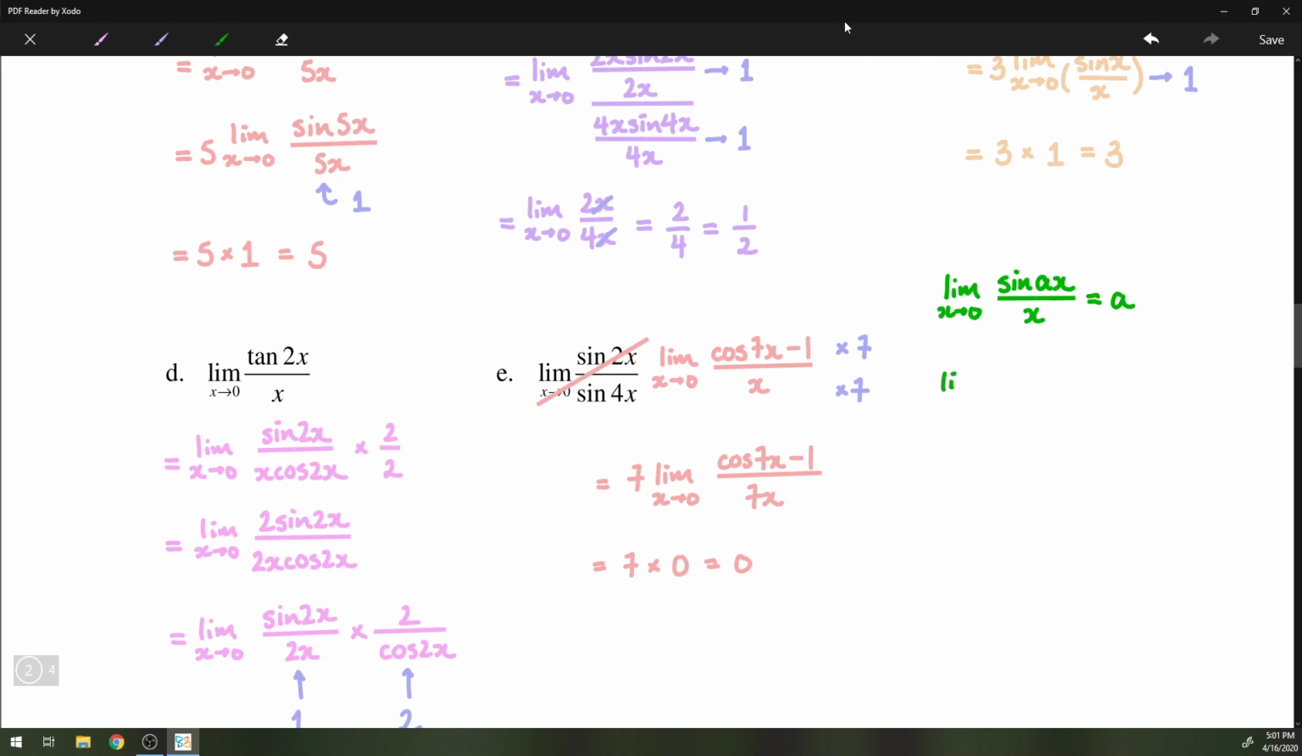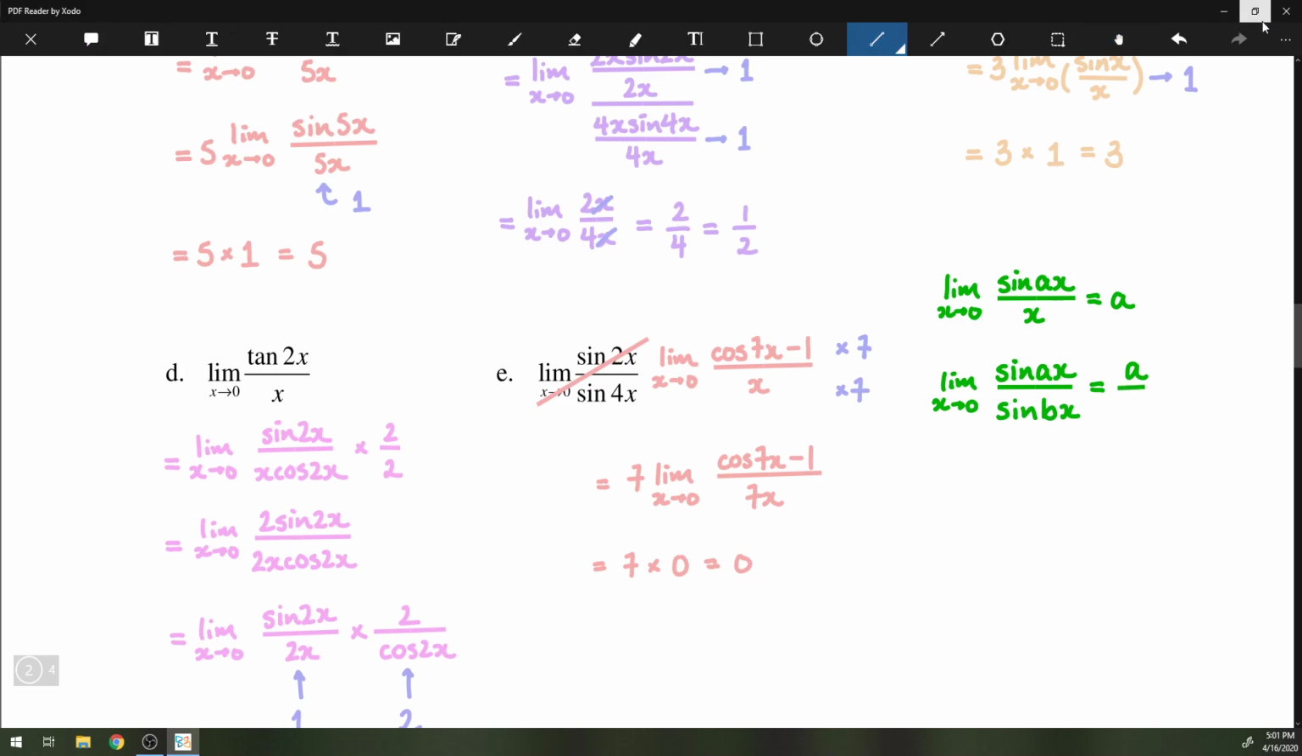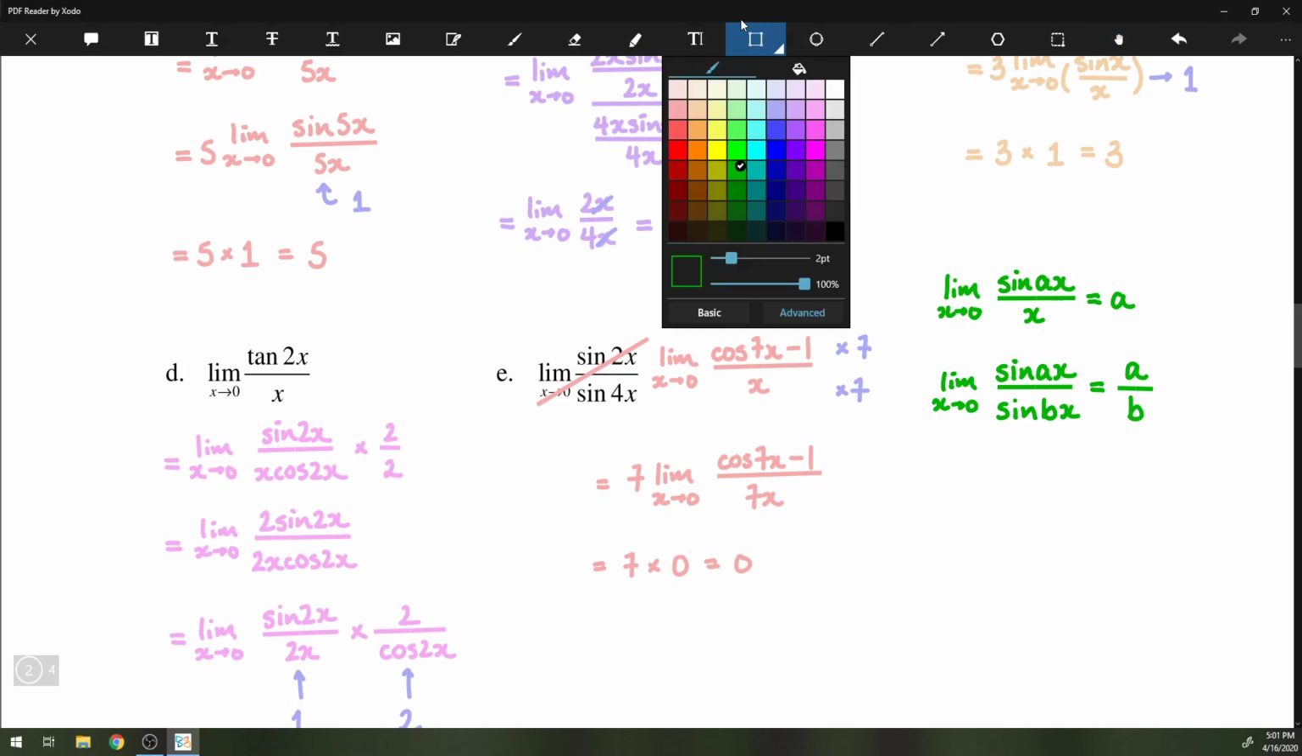And likewise, the limit as x approaches 0 of sine ax over sine bx is going to be a over b. That's a direct result of what we saw in examples A and B if we just generalize the coefficients in each case. Okay, so it's important enough that we will put a box around it.